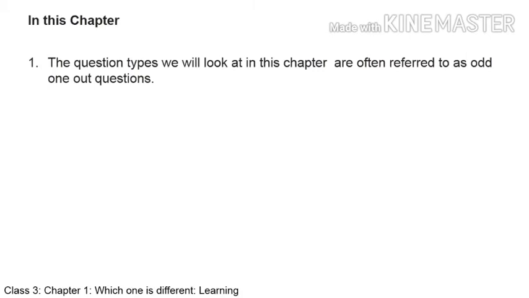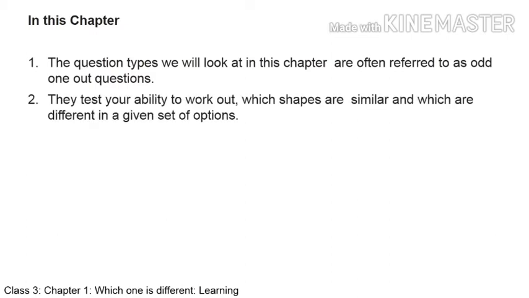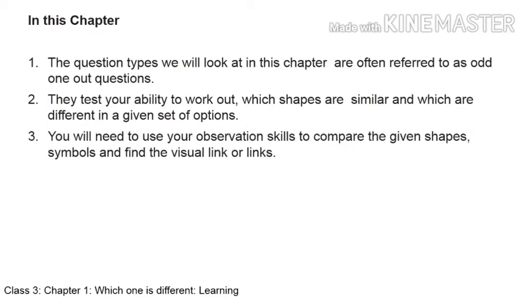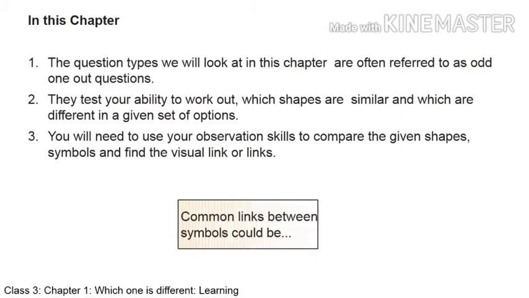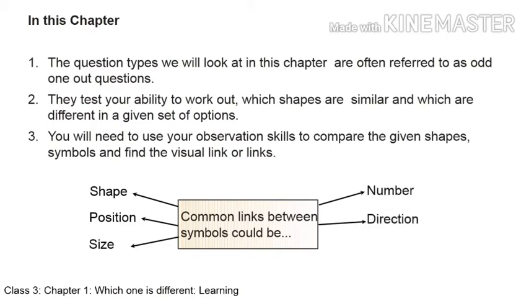In this chapter, we will answer questions which are mostly odd one out types. These odd one out questions will test your ability to differentiate between shapes that are similar and different among a given set of options. Observe all options very carefully. You will need to use your observation skills to compare the given shapes or symbols and find the visual link. Among all the given options, there will be commonality between the symbols' shape, position, size, number, direction, style of shading, etc.